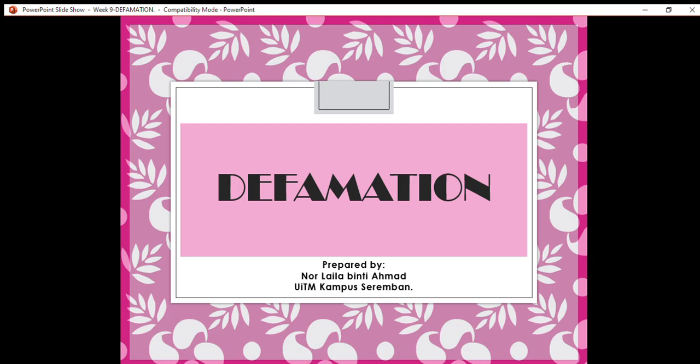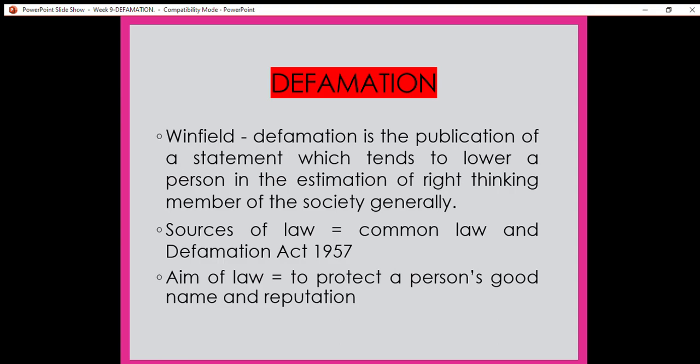Right, what is a defamation? Defamation is a branch of tort. This is also similar to negligence, whereby you need to prove the elements of defamation in order to take action against the defaulting party.